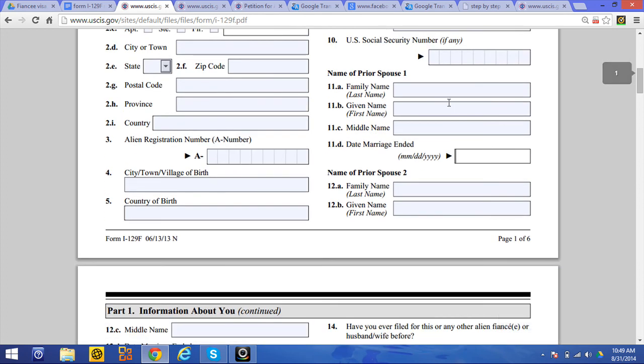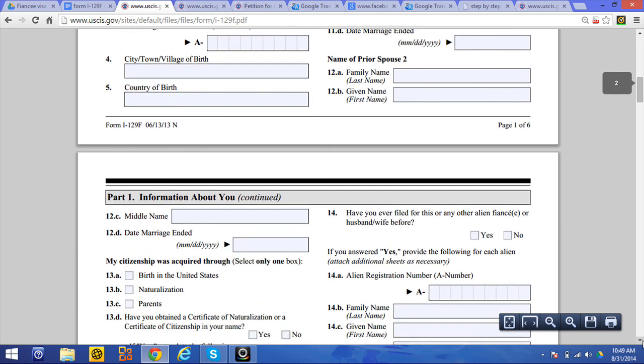Okay, all your prior spouses: spouse one, spouse two, I don't know. If not, just put none. If you never married, just put none here. You can put not applicable if you never married in the past.